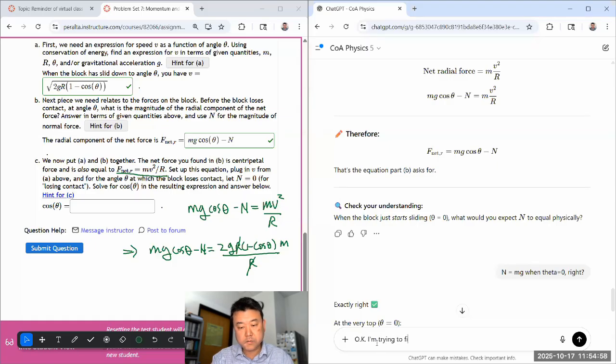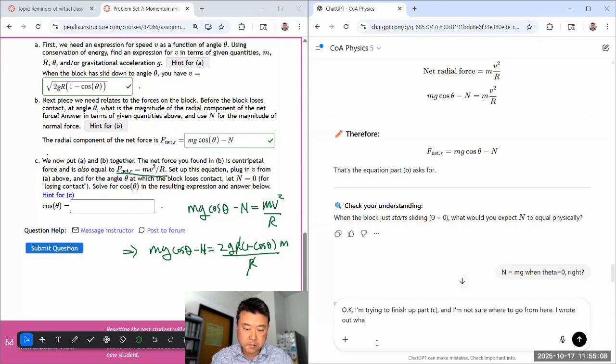I'm trying to finish up part c, and I'm not sure where to go from here. I wrote out what we have so far, canceled out r, but what's the next step in solving for cosine theta?